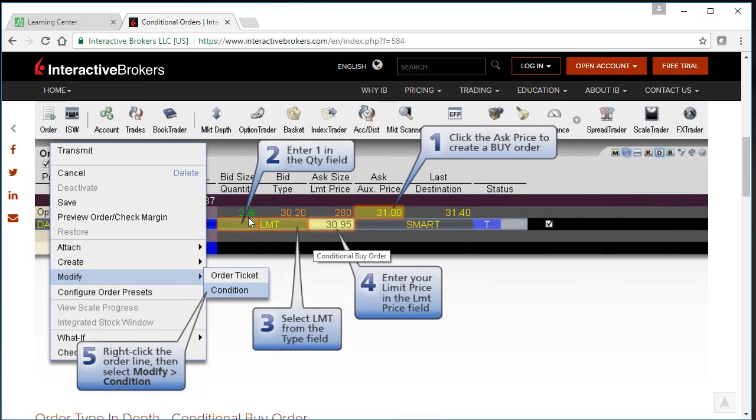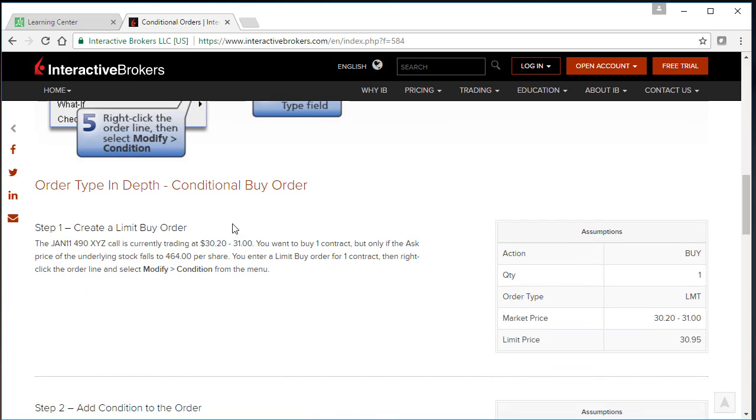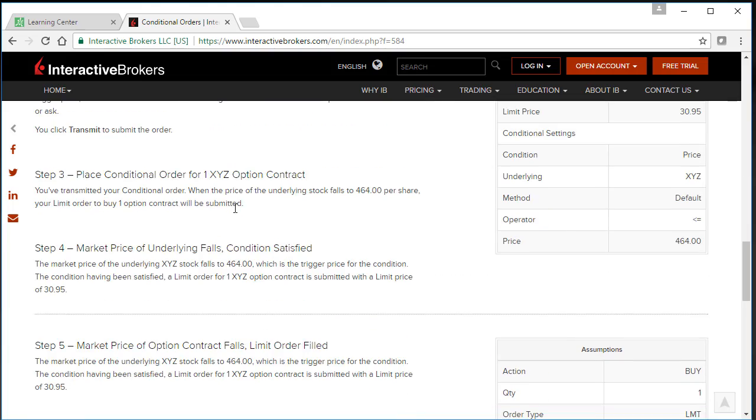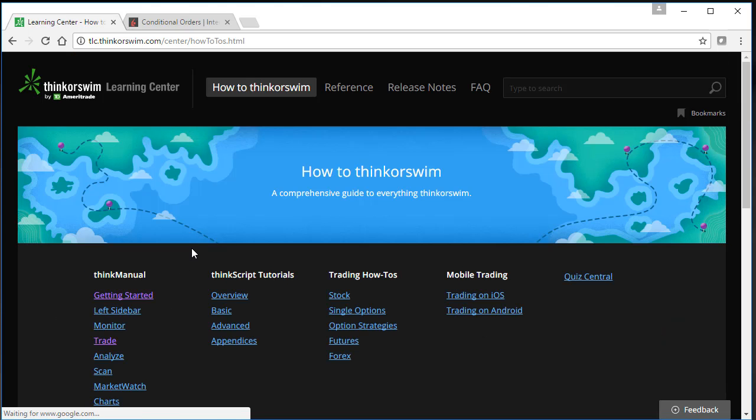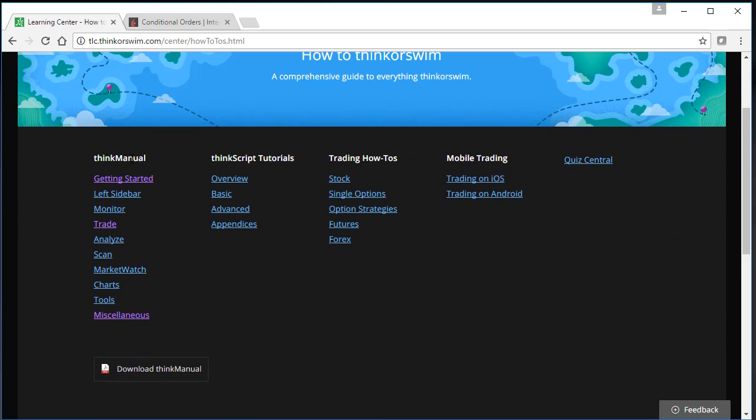There's all kinds of conditions and limits that you can place on your option trades. Thinkorswim, if you go right here to the Learn Now button, this right here, the Think Manual, you can go into the Think Script. This will give you some different strategies and different coding abilities to code on charts and code strategies and whatnot.